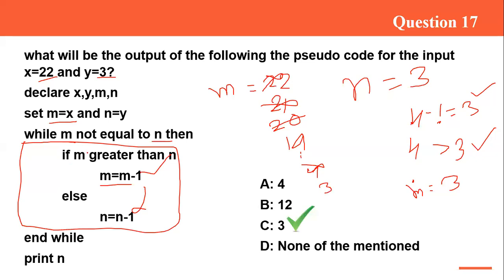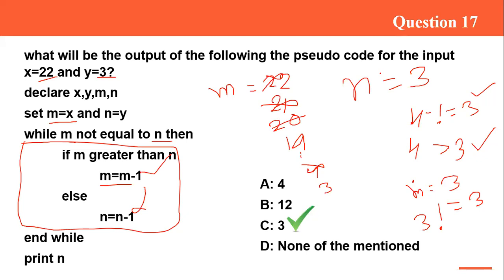Now again it goes back to the while condition. What is the condition? 3 not equals to 3. Is it true or false? 3 not equal to 3 is true or false, boys and girls? Can you quickly tell me? You have to say. Respond first.